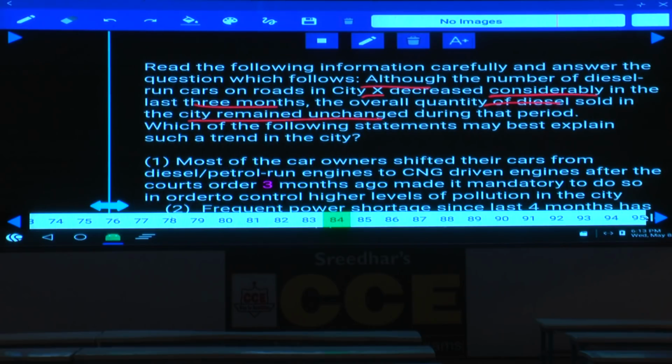As the diesel cars were decreased to a larger extent, then the usage of this diesel must also be decreased, isn't it? డీజిల్ కార్స్ చాలా విపరీతంగా తగ్గిపోయినప్పుడు ఏమవ్వాలి చెప్పండి, ఆ డీజిల్ వాడకం కూడా తగ్గాలి. కానీ ఇక్కడ ఏమైపోయింది, but the city remains unchanged, the usage of this diesel is as it is during that period. During this period, though the number of diesel cars were decreased, but still the diesel usage is same as it is అన్నాడు. Then which of the following statements best explain such a trend?